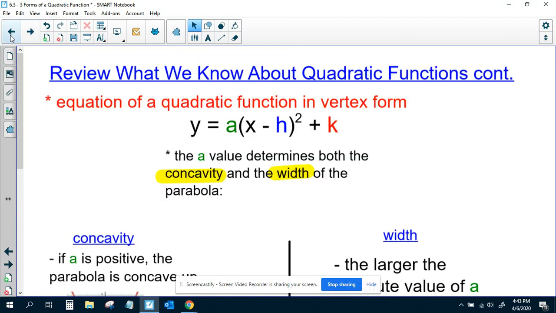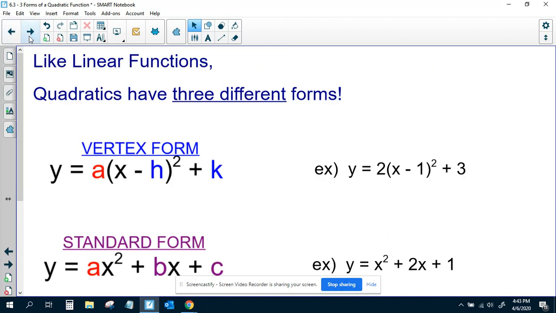All right, let's talk about our next thing. And this is new for many of us. Like linear functions, quadratics have three different forms. The first one, vertex form, we know: y equals a times x minus h to the second power plus k. And this is an example. We could have y equals 2 times x minus 1 to the second power plus 3. The 2 is our a value, the 1 is our h value, and the 3 would be our k value.